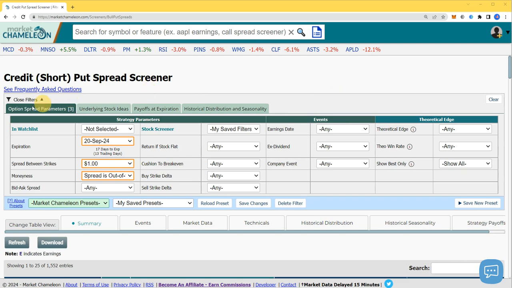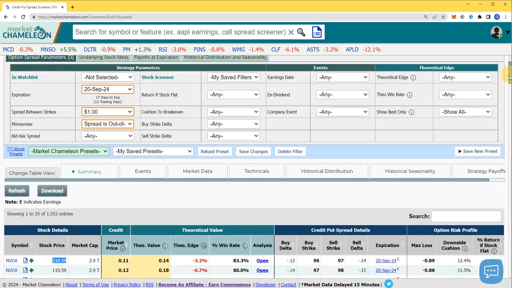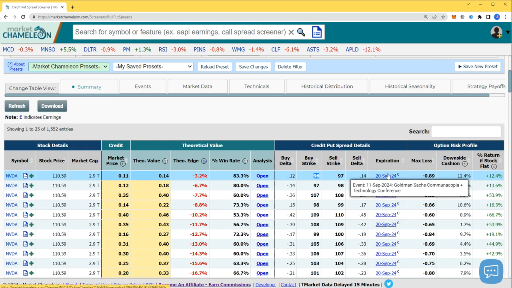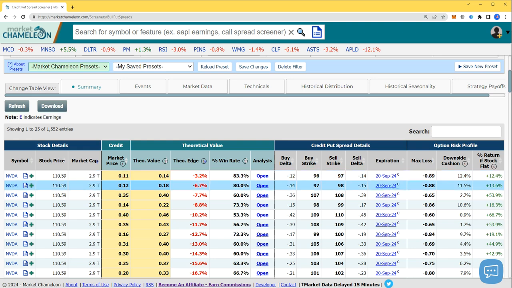Market Chameleon found you a trade opportunity if you are bullish on Nvidia, and it says here, sell the 97 put, buy the 96 put for September 20. There it says Goldman Sachs event. Interesting. Max loss that you're losing is $89. That's your collateral that will get released to you if Nvidia stays above 97. If Nvidia closes below 96, you will lose your collateral. Very important to understand this.